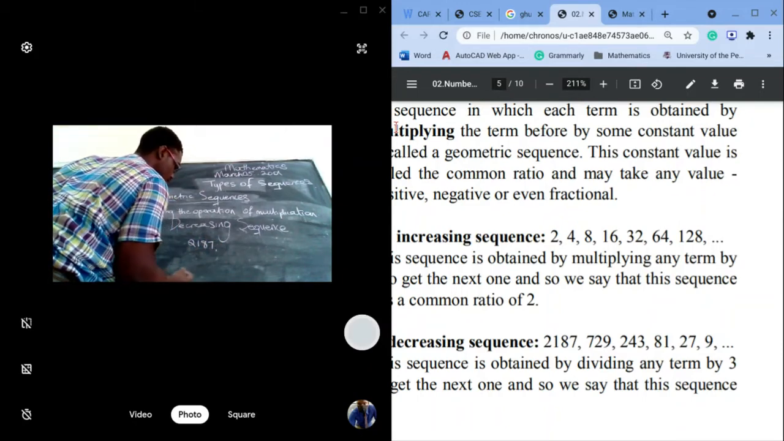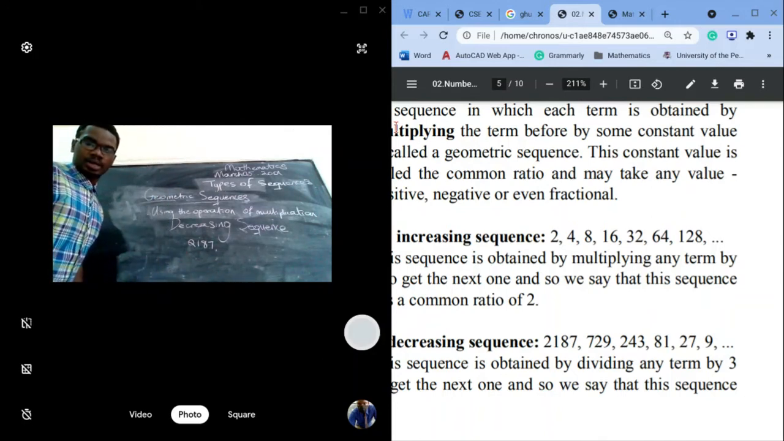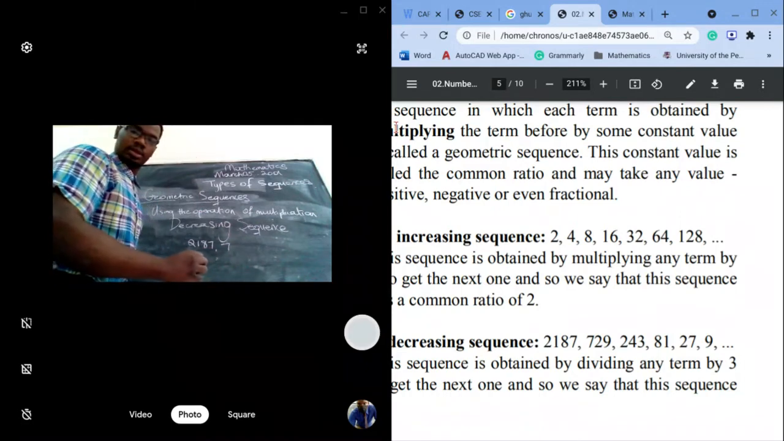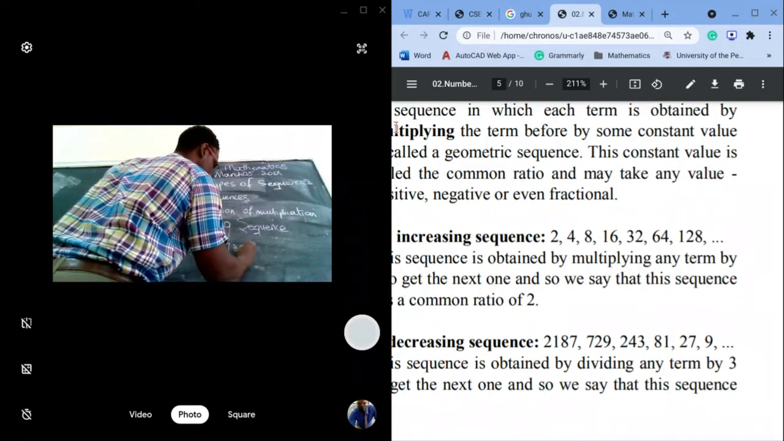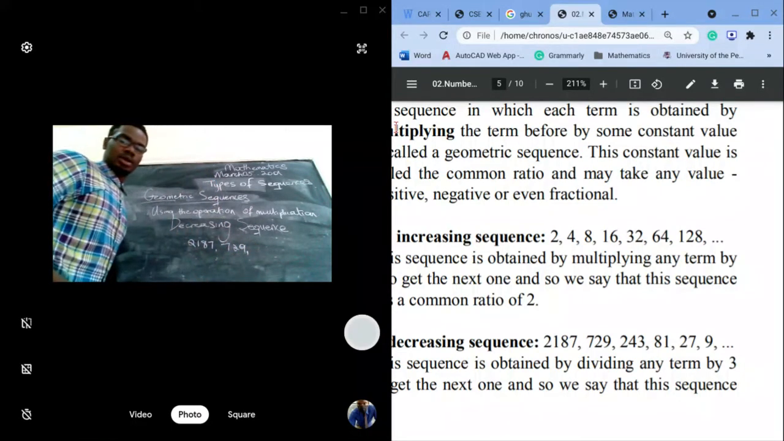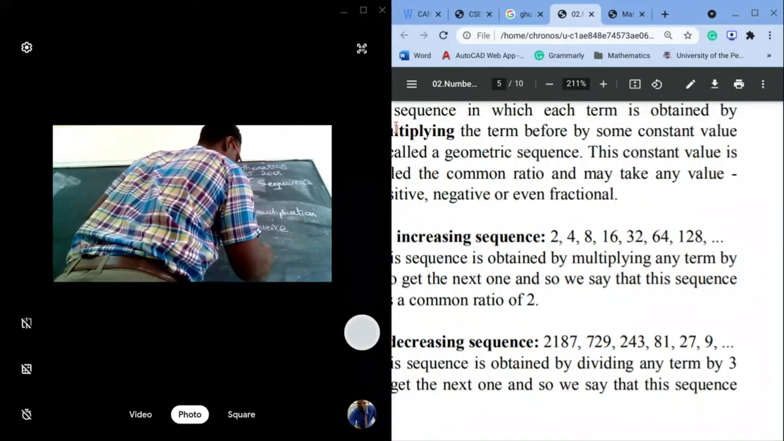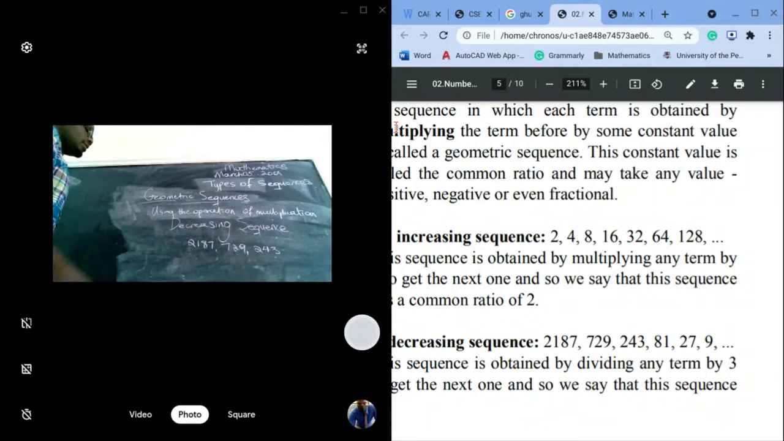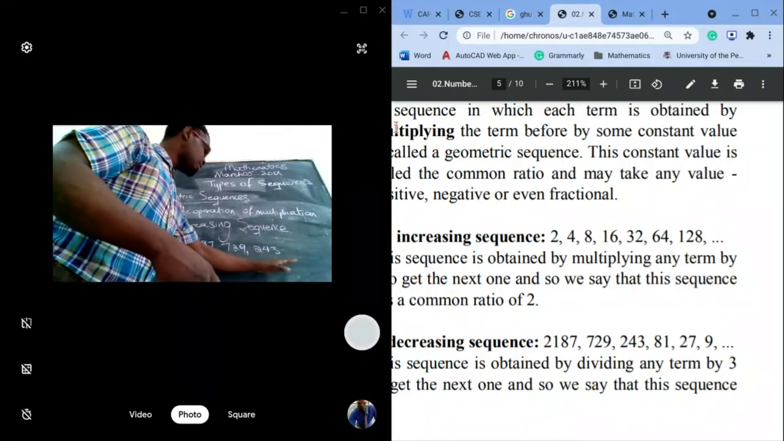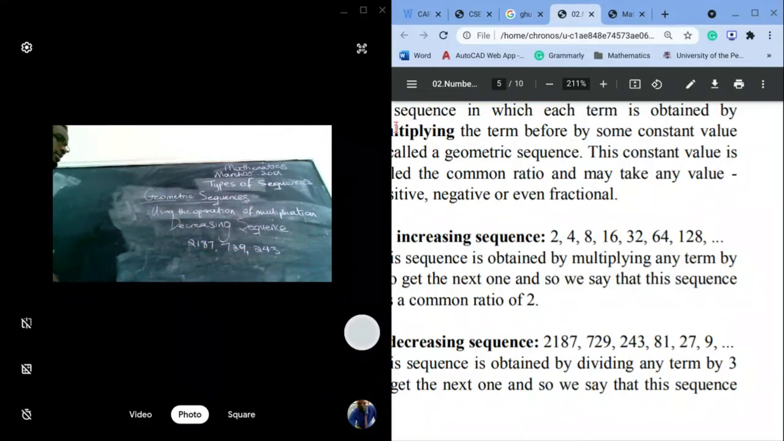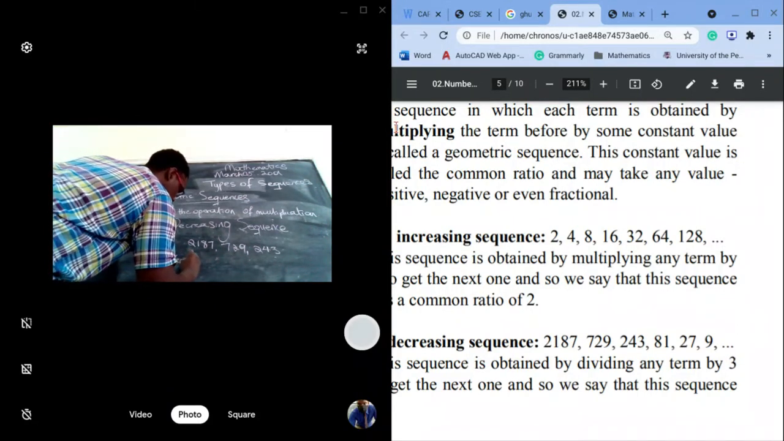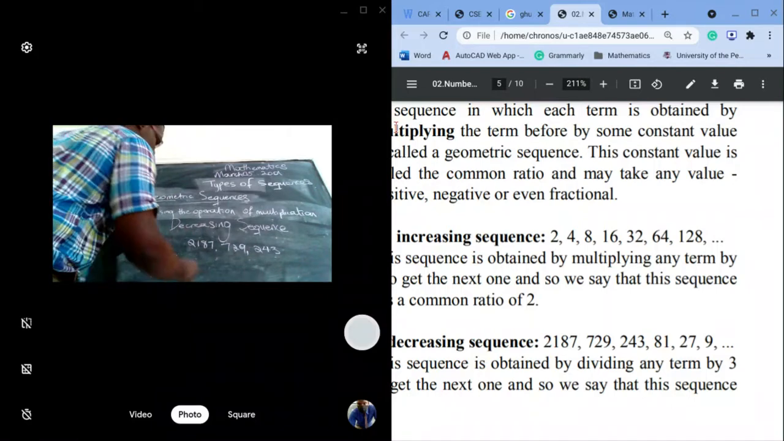2187. That's the first one, term 1. And the next term is going to be 729. And the third term is 243. So let's try to find the trend, or the rule rather, in this case. So we're going to say term 2. We know term 1, but let's see if we can predict what term 2 will be.